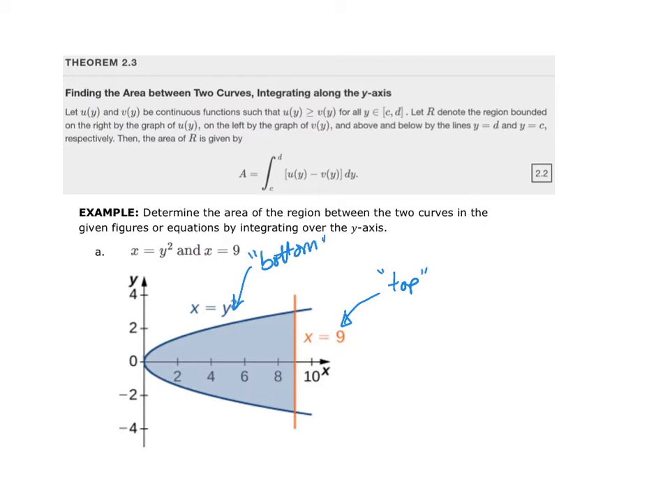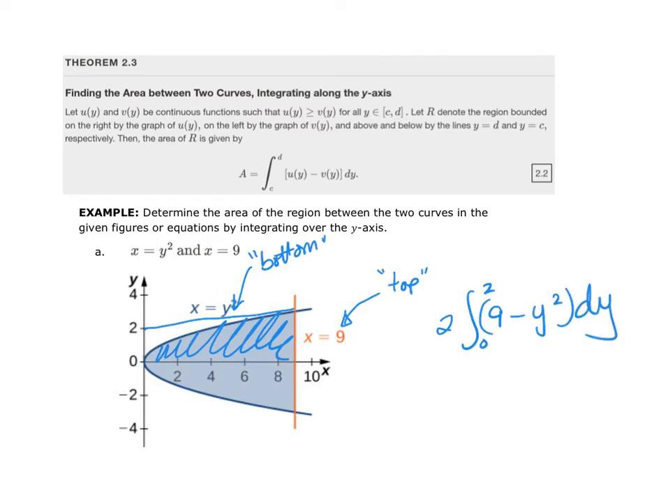So when we do this integration, and again, we can use symmetry. Because this is symmetric, I'm just going to integrate this side and multiply it by 2. I'm going to integrate from 0 to 2, because now I am looking for the y values. And my top function is 9, or in other words, the one to the right, and the other one is y squared dy. So that's what we're going to be doing tomorrow.